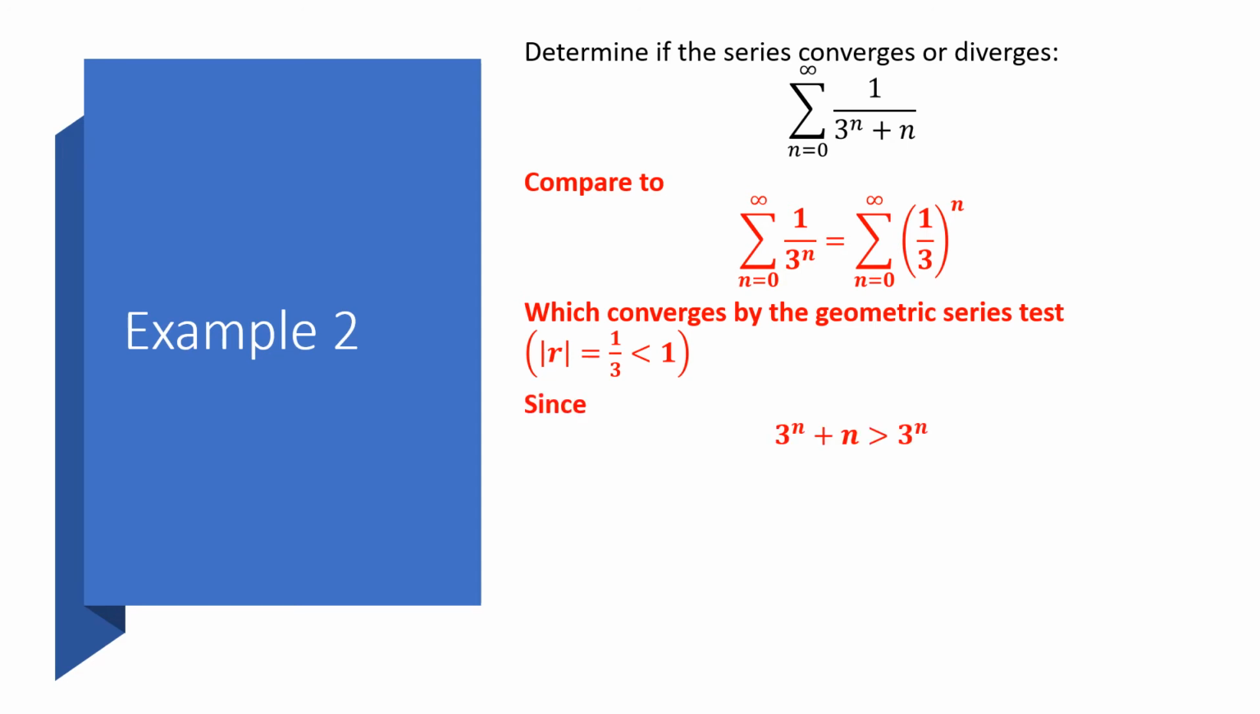So I'm going to start with my function of 3 to the n plus n. I know that's greater than 3 to the n. And then I'm going to flip my inequality by making it a fraction. So I have 1 over 3 to the n plus n is less than 1 over 3 to the n.